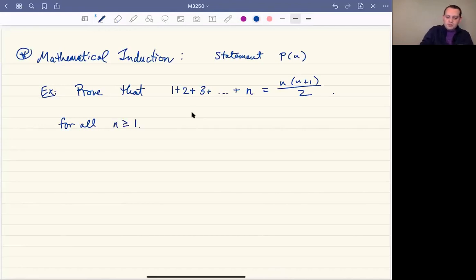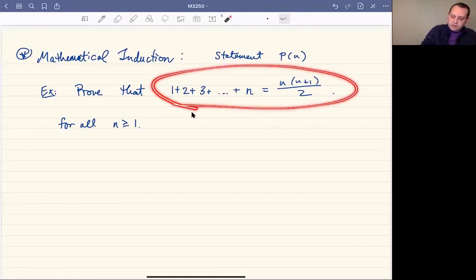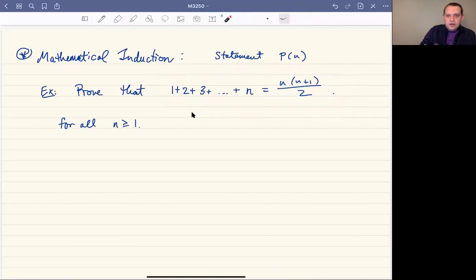So the P of n part is this part. This is the statement that we're trying to prove. And then we want to prove that this statement's true for all values n greater than or equal to 1. So that's our goal. And so what I want to do in this video is two things. I want to introduce the idea of mathematical induction, and then I want to show it to you in action with this one example. And so here's the idea.